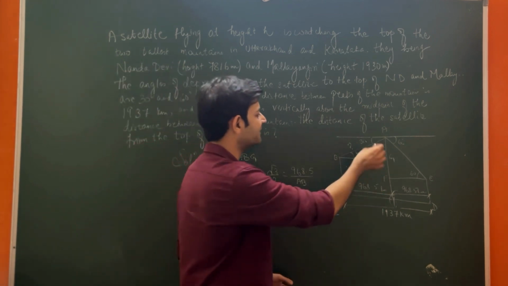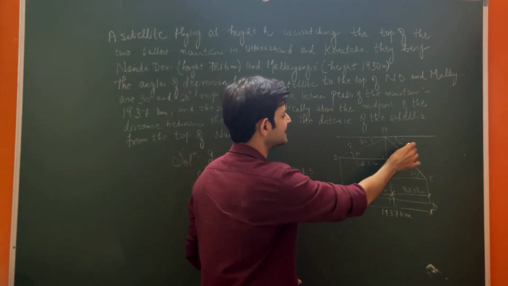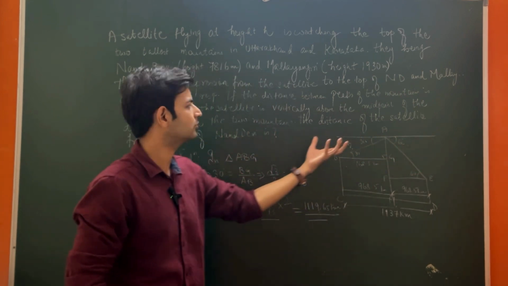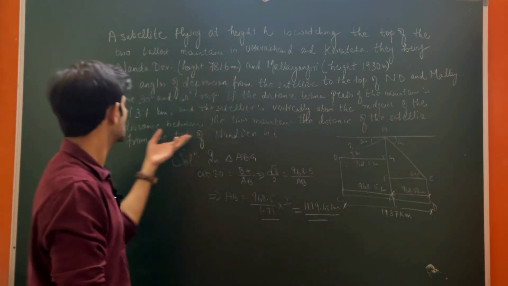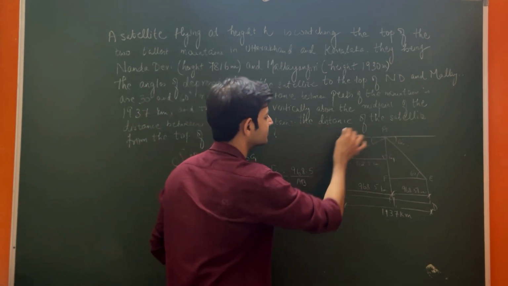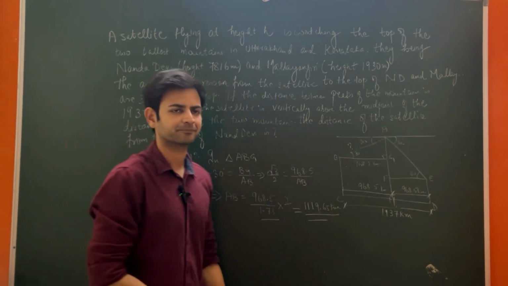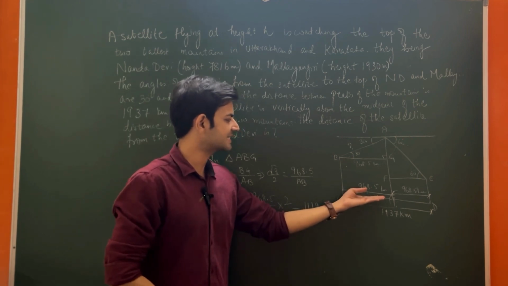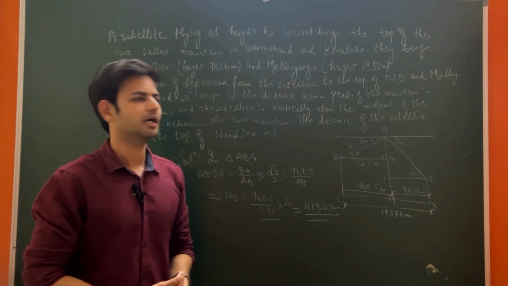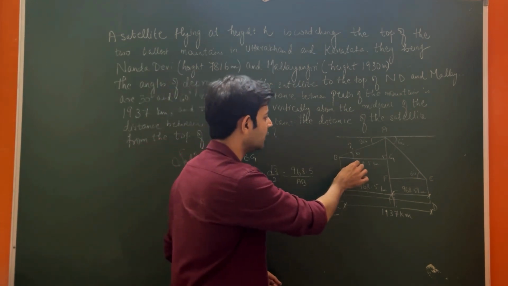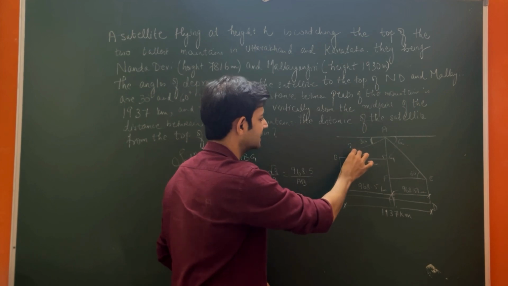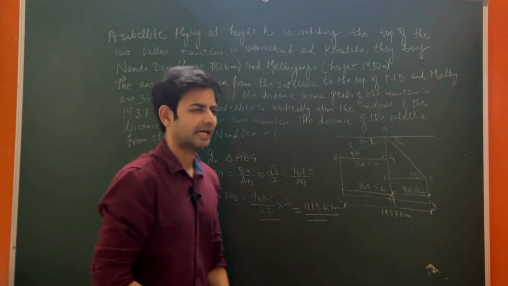Now it is given that the angle of depression is 30 and 60 respectively. We don't have to focus on this part because we have to find the distance of the satellite from the top of Nanda Devi. So we have to focus on this part of the diagram only. Now because this is 968.5, automatically this also becomes 968.5 kilometers. Now this angle of depression is 30, so by alternate angles this also becomes 30 degrees.